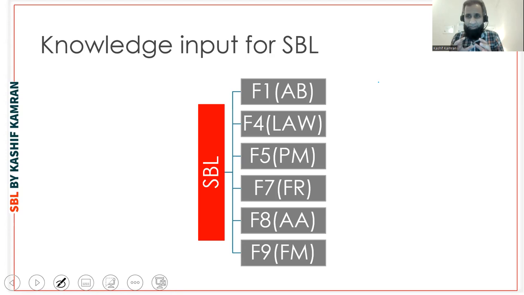There are lots of topics which come from F1, F4, F5, F7, F8, and F9. Now, that's where the SBL paper is. Right after the F9 paper, you have the SBL paper. So the examining team is expecting your carry forward knowledge from F1 to F9 into the SBL paper. So a lot of diversified knowledge, a lot of knowledge you must have covered in your preceding ACCA exams will benefit you in the SBL paper.